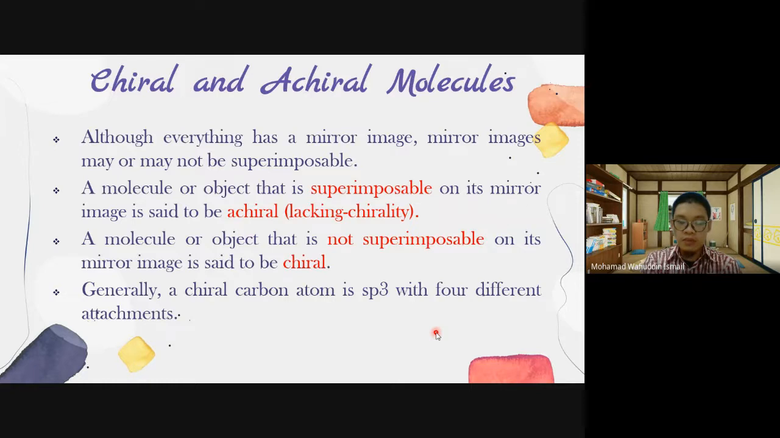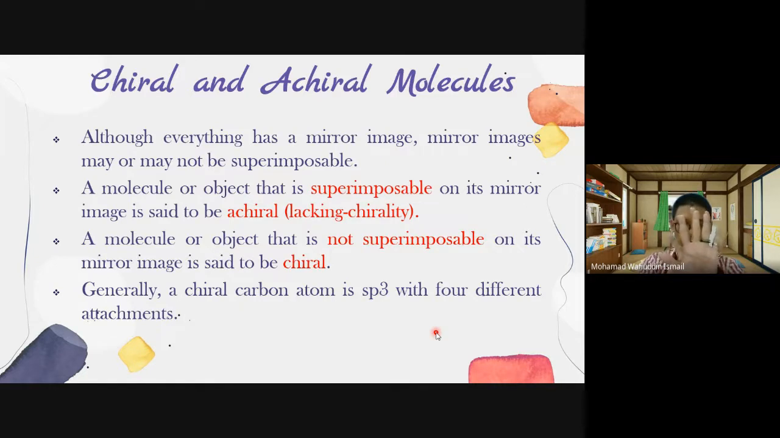This will be your mirror image, like this. You look at your hand like this. In the middle is the mirror, so this is your original, and this is the mirror image. When you put them together, they are not superimposable, so this is chiral.